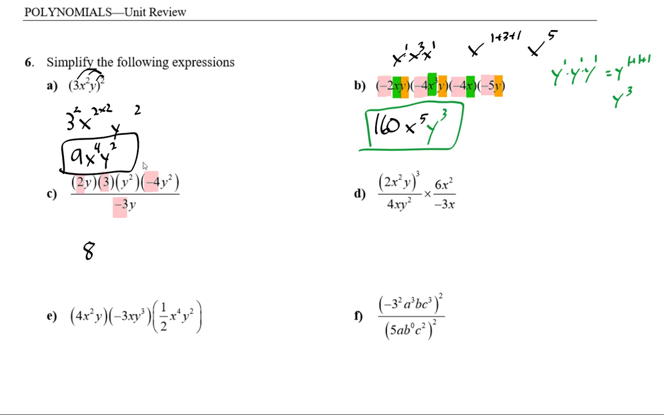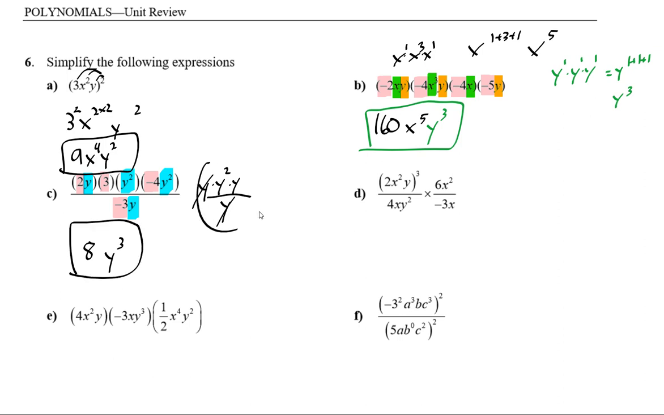For our y's, we got a y squared, and a y squared, and a y. So on the top, we have y times y squared times y. And on the bottom, we have a y. 2 of those can just cancel out, right? So y squared times y is y cubed. This should be our answer.